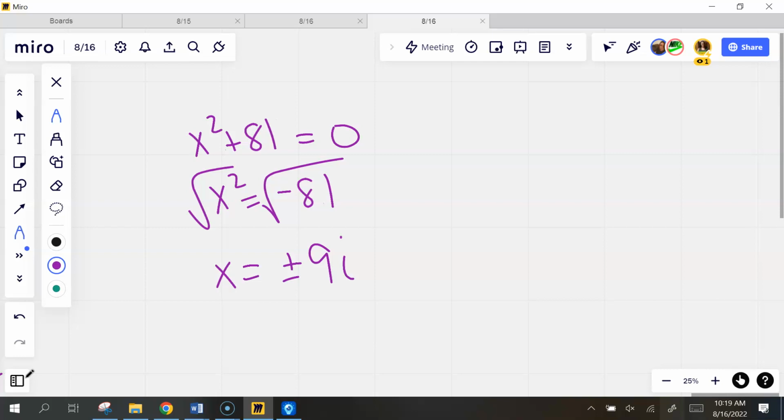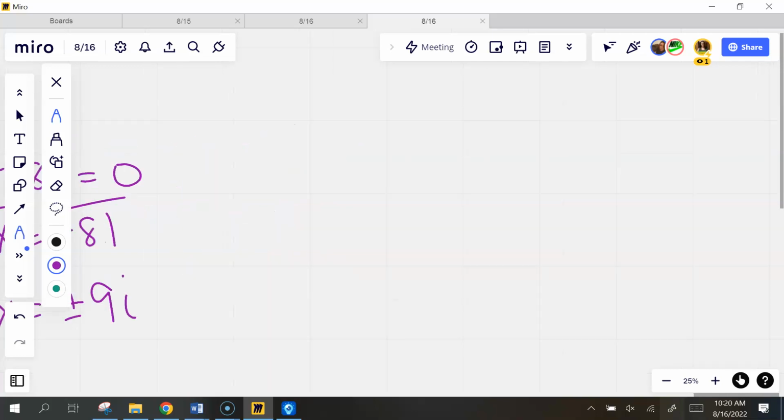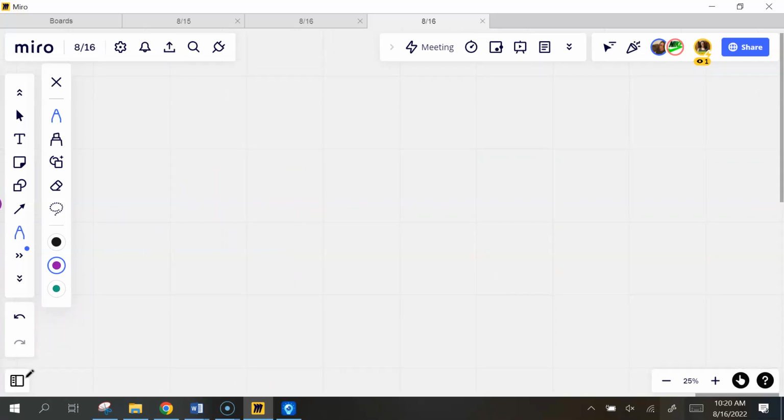That's the only thing imaginaries do. When the negative shows up inside the square root, you drop it and put an i. That's essentially all you do. Let me give you one more just because this has got a fraction in it. Do this one without a calculator.